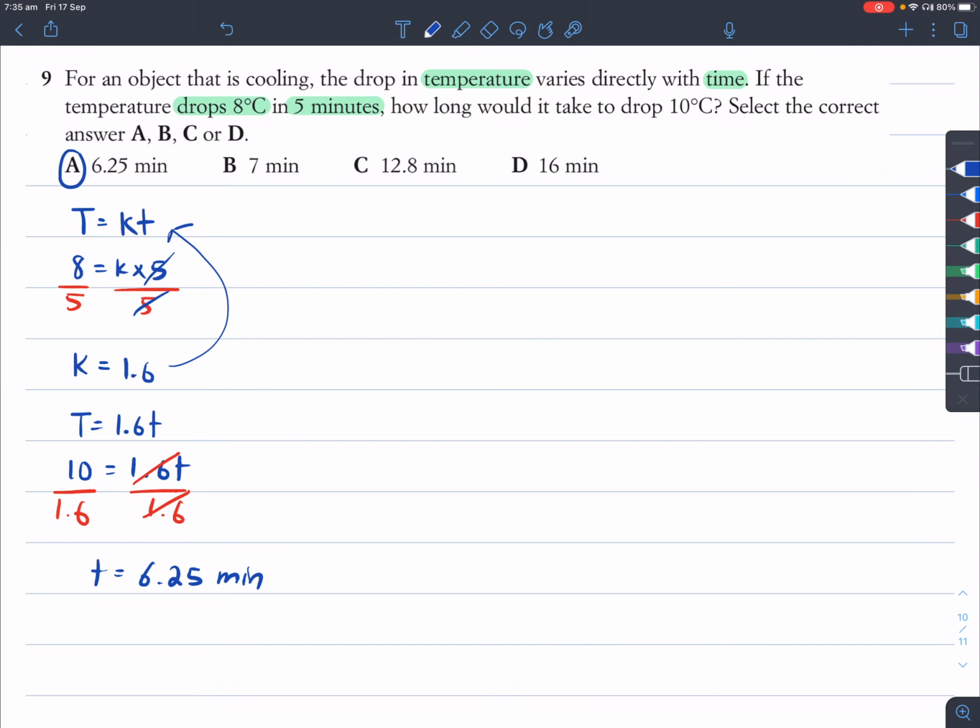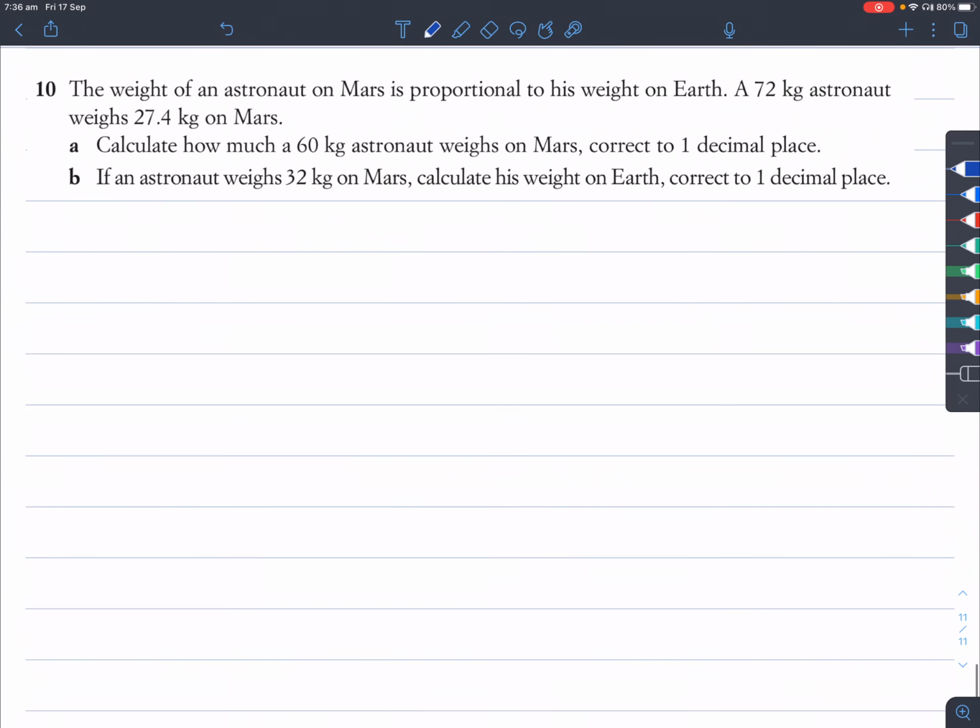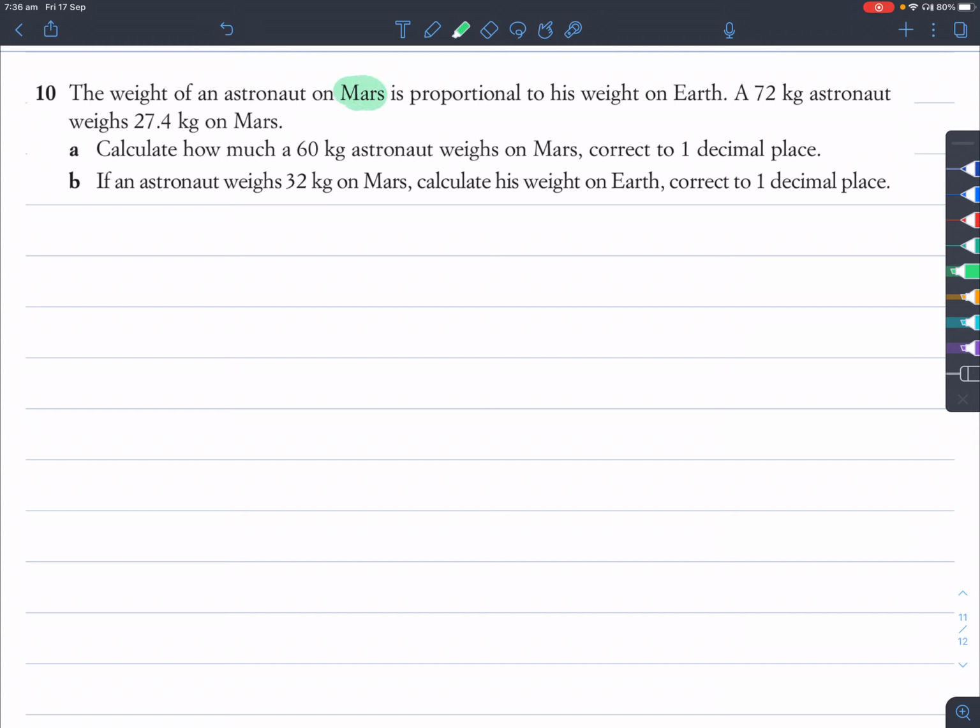Question 10. The weight of an astronaut on Mars is proportional to his weight on Earth. So those are the two places. A 72 kilogram astronaut weighs 27.4 kilograms on Mars. Calculate how much a 60 kilogram astronaut weighs on Mars, correct to one decimal place.